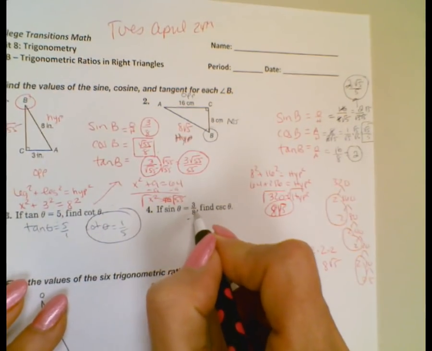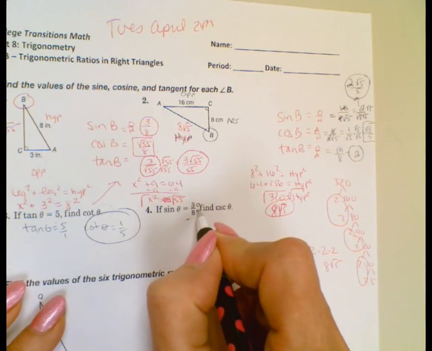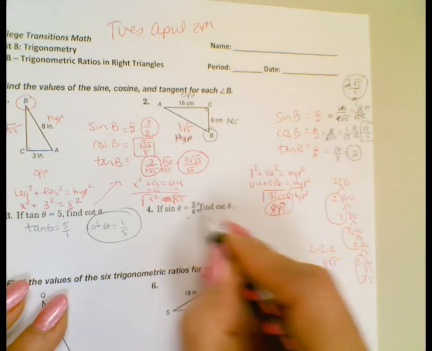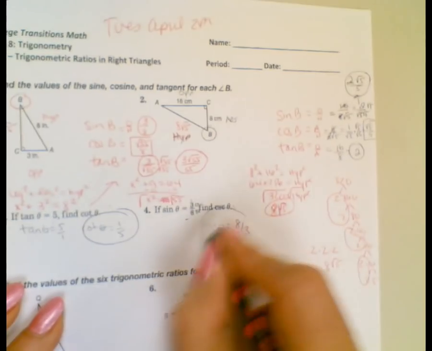So sine and cosecant, they are reciprocals of each other. See that? So sine, when they say this is 3/8, this is really OH, right? So they're looking for HO for cosecant. So cosecant would be 8/3. That's all you have to do.